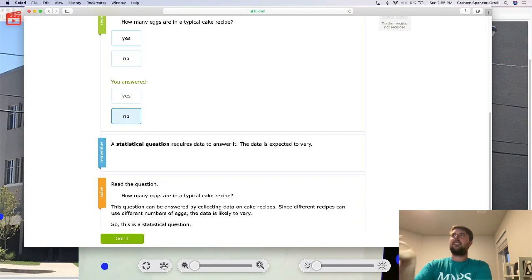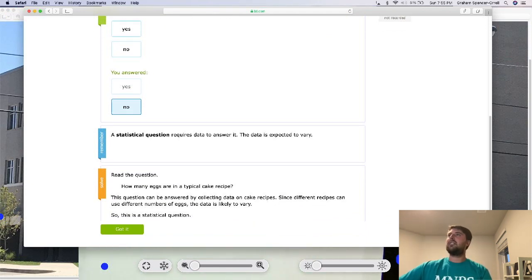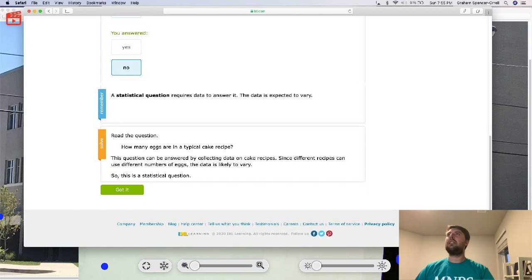This says a statistical question requires data to answer it. The data is expected to vary. So then we're going to look at what it says about the question. Read the question. How many eggs are in a typical cake recipe? This question can be answered by collecting data on cake recipes. Since different recipes can use a different number of eggs, the data is likely to vary. So this is a statistical question. All right, I got that now.